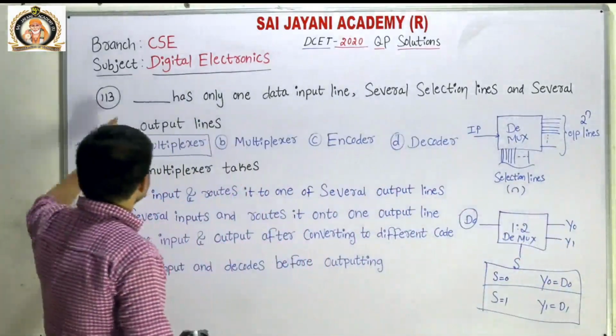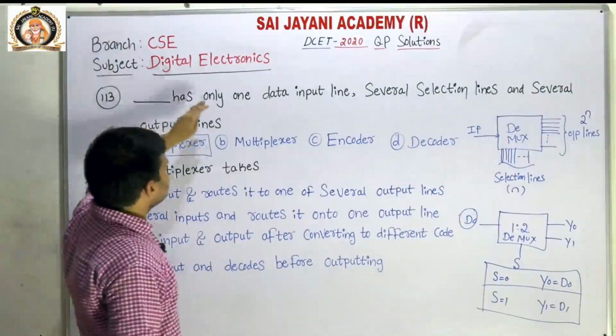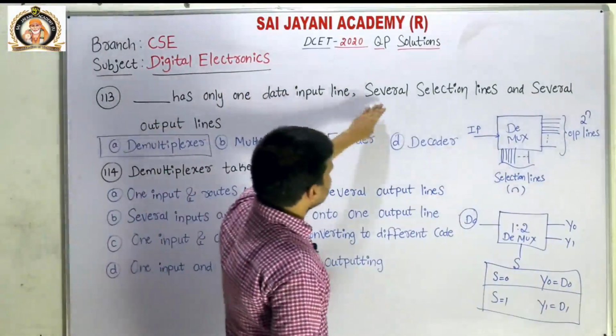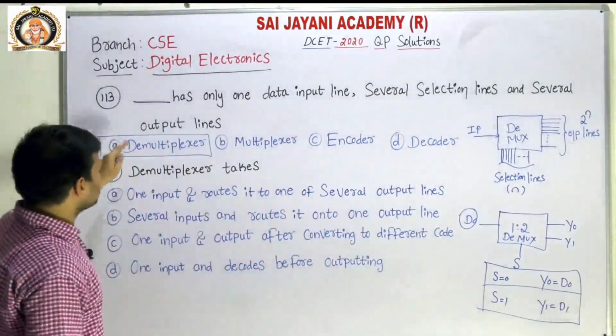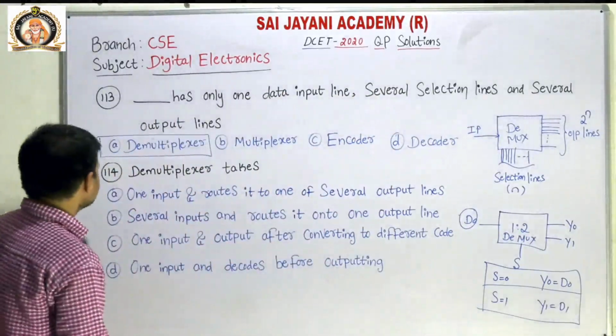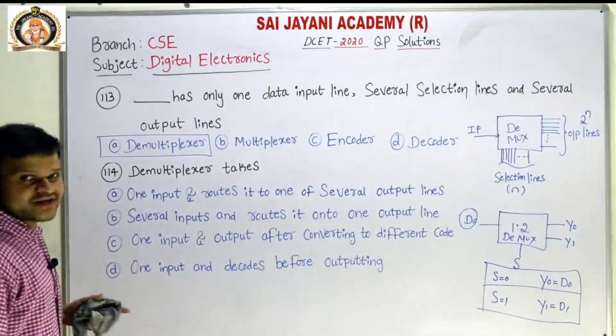So for question number 113, the device that has only one data input line, several selection lines and several output lines is called a demultiplexer. Move on to question number 114.